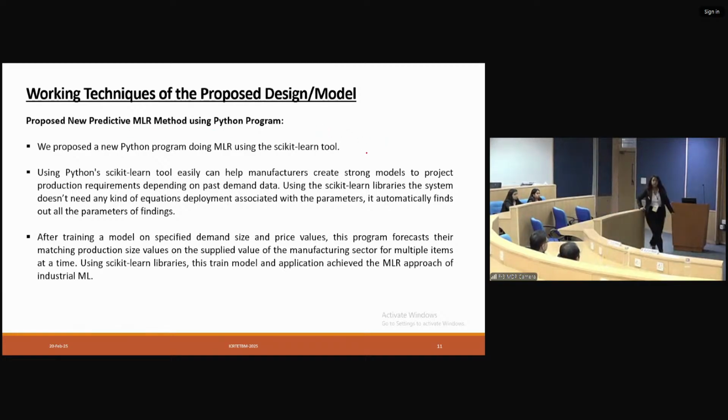Here we proposed a Python program using scikit-learn tools that can help the manufacturer create strong models to project production requirements depending on past demand data. Using the scikit-learn libraries, the system doesn't need any kind of equation development associated with the parameters.